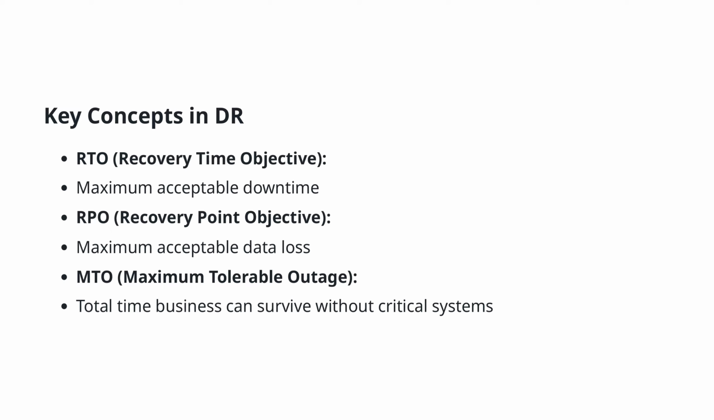Lastly, we have the Maximum Tolerable Outage, MTO. This is the total time a business can survive without its critical systems up and running before it faces significant or irreversible damage. Understanding MTO is crucial for making informed decisions about the necessary investments in DR strategies. These concepts, RTO, RPO, and MTO, form the foundation for any effective DR plan, helping organizations to define clear goals and align their recovery strategies effectively.